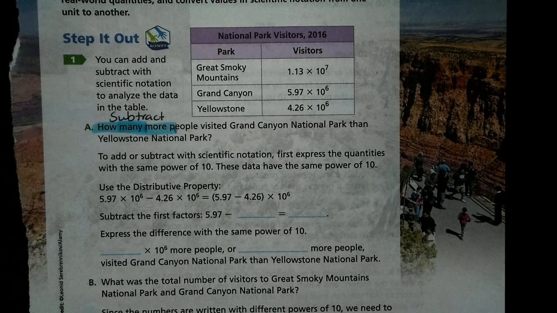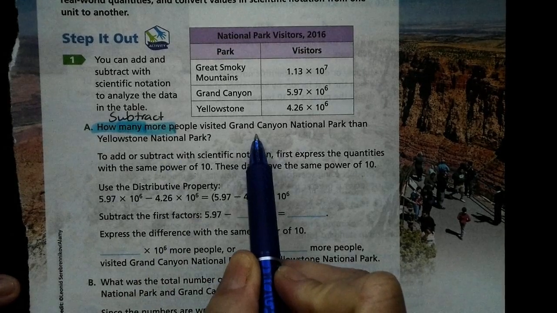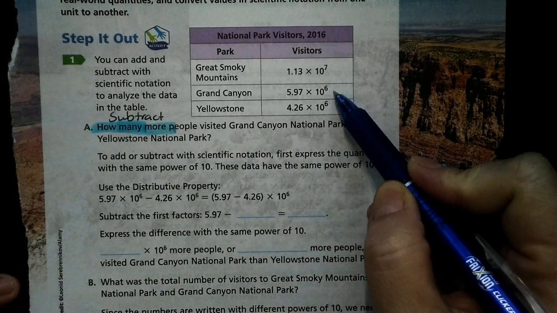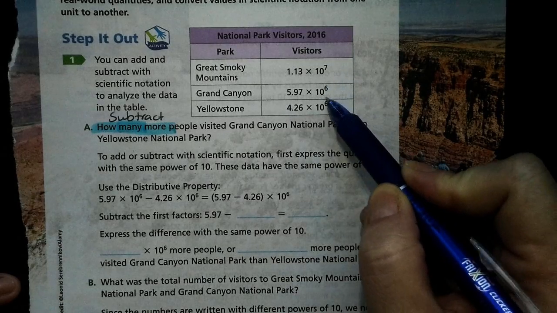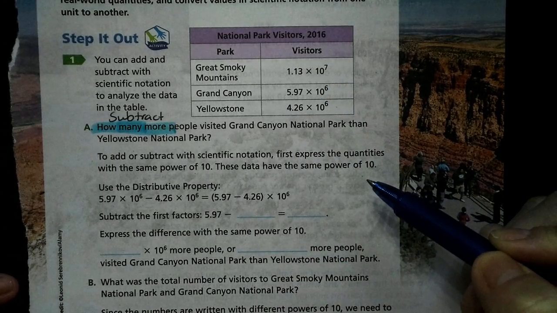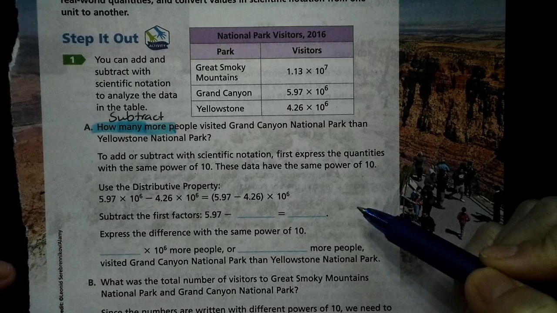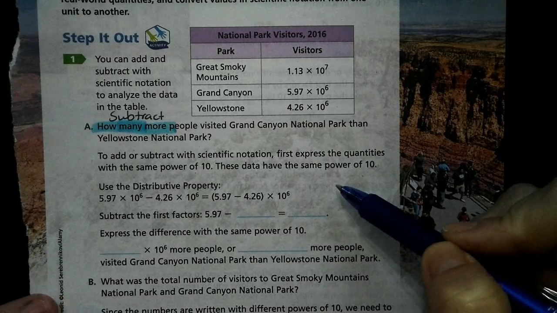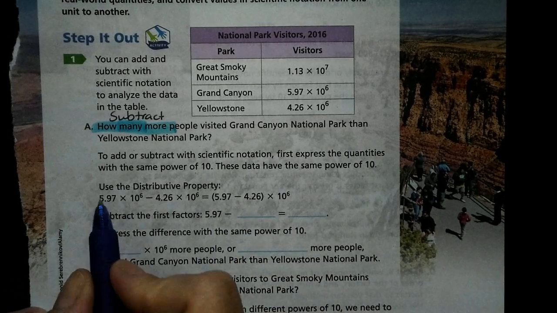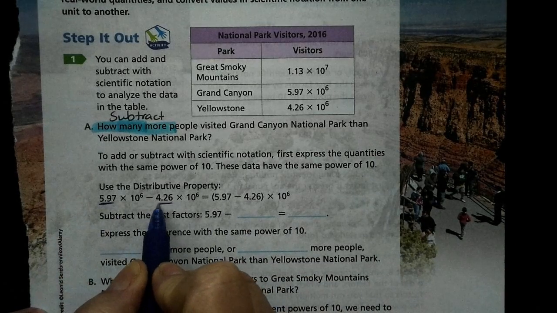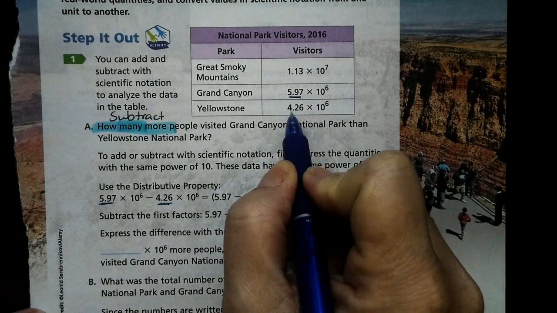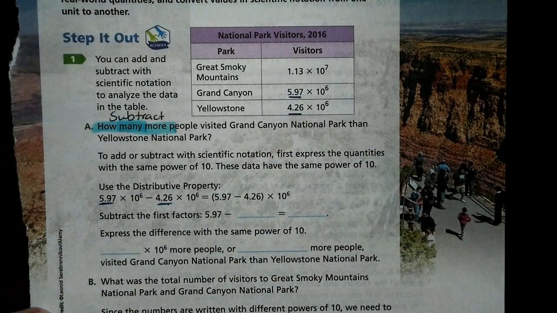To add or subtract with scientific notation, first express the quantities with the same power of 10. These data have the same power of 10. So what they're saying is, since we're subtracting the Grand Canyon and the Yellowstone, if we look at these two, their exponents are the same, so they have the same power of 10, so we're able to easily subtract them. So what we're going to do is subtract their first factors. What it means by the first factors is the first part of your powers of 10. If we look back at this one, it's just those first 2 numbers right there we're subtracting.